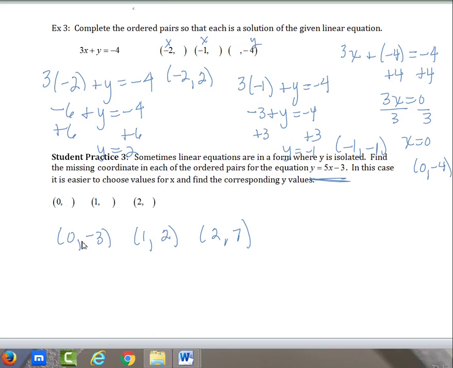All right, so the 3 ordered pairs are, when you plug in a 0 in for x, you're going to get -3. When you plug in a 1 in for x, you're going to get 2. When you plug in a 2 in, you're going to get 7.